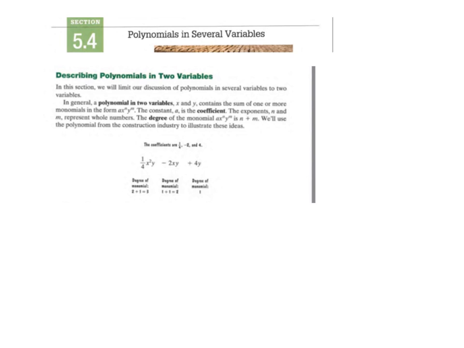Dealing with several variables, you need to know a few definitions. The first one is the degree. Degree with two variables is just the addition of those variables. So if we look at the degree of this, that would be 2 plus 1, because the exponents are 2 and 1, so we get 3.